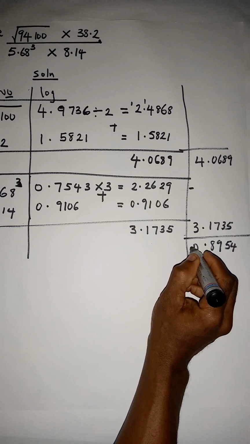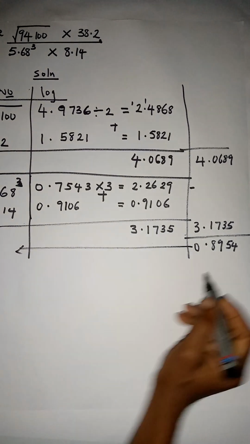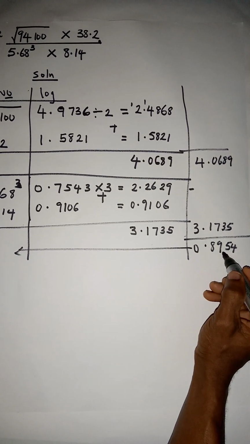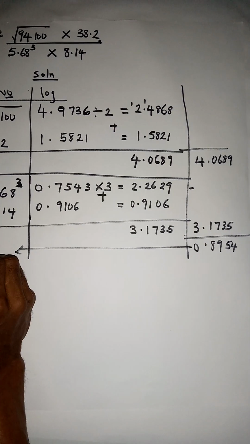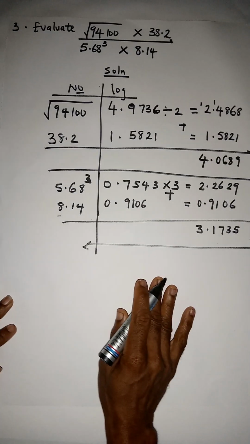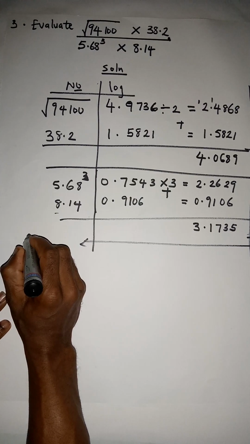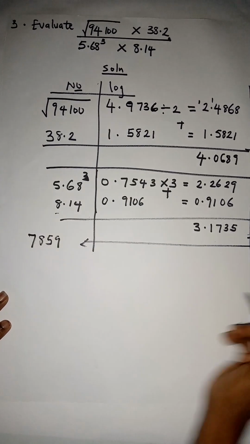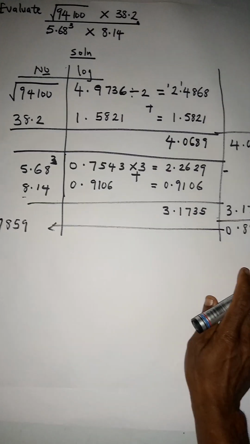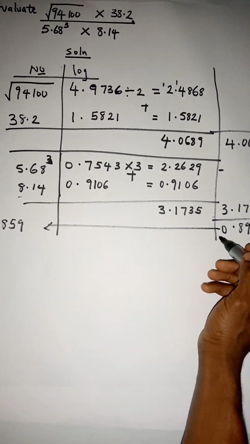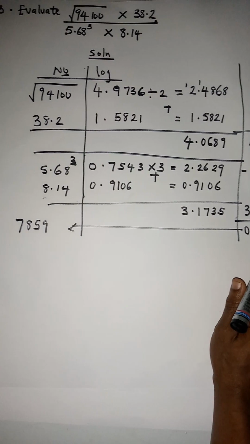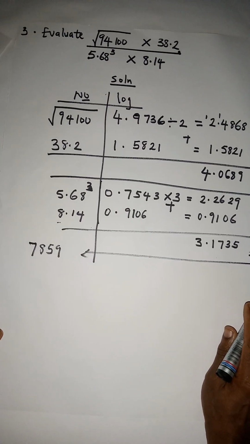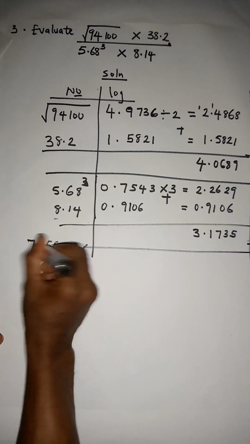The antilog of that will give us, we're looking at 89 under 5 difference 4. If we look at 89 under 5 difference 4, we're going to have 7859. Remember we said we're going to add 1 to this. So 1 plus 0, we have 1, and our decimal point will be moved in one place, which is this.